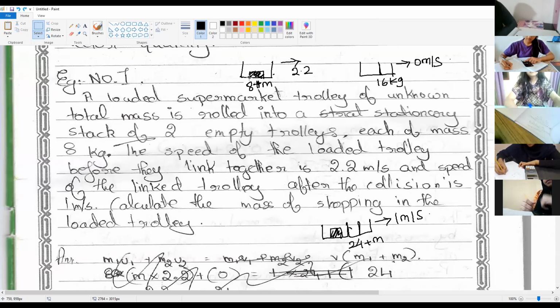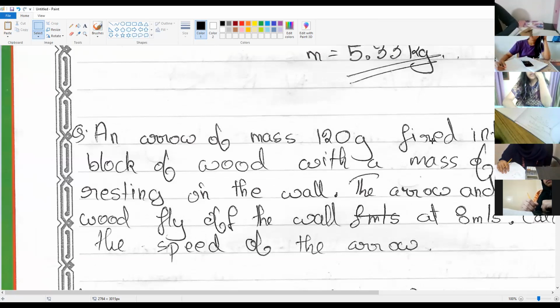This is momentum before the collision: 8 plus m into 2.2. And momentum here before the collision is going to be 0. Right? Equals to momentum after the collision. After the collision is going to be 24 plus m into 1. Then you need to solve it. So let me show you how it is done. You can check that over here.